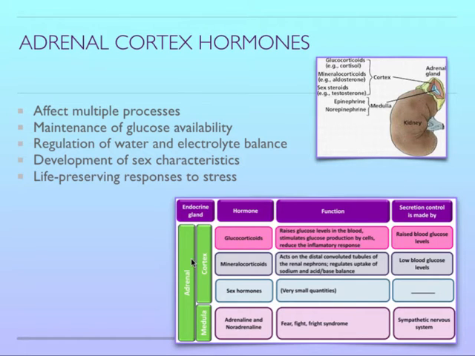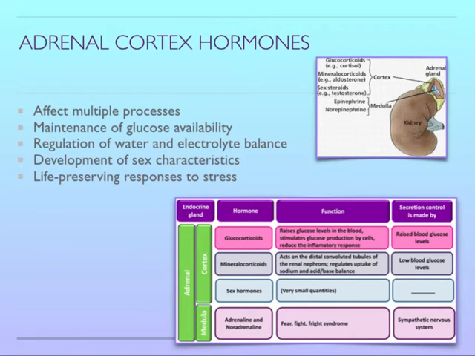So if you take a look at this chart down here, what we're going to be discussing are the drugs that affect the cortex, which is right here. So this includes medications such as glucocorticoids, mineralocorticoids, and like I mentioned, there's a very little effect on sex hormones. So we're mainly focusing on the above two.